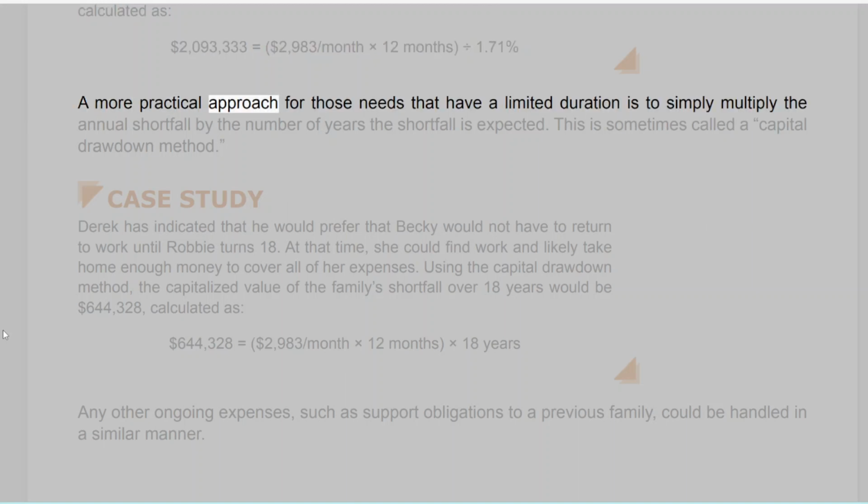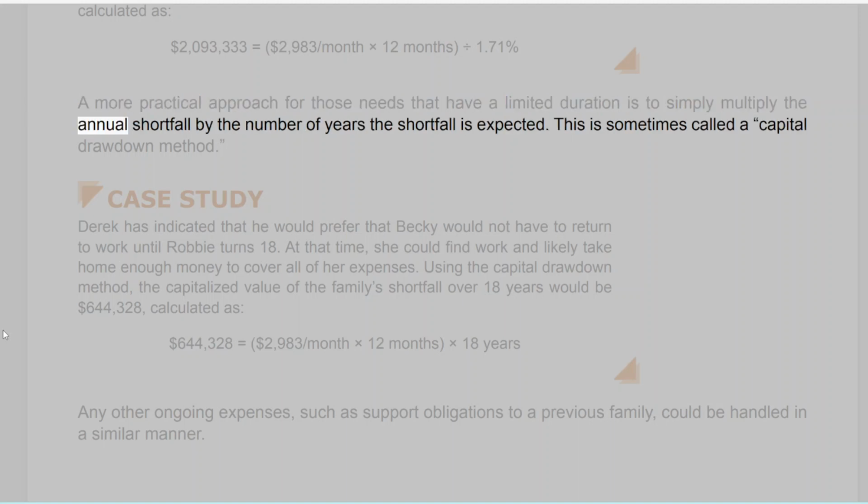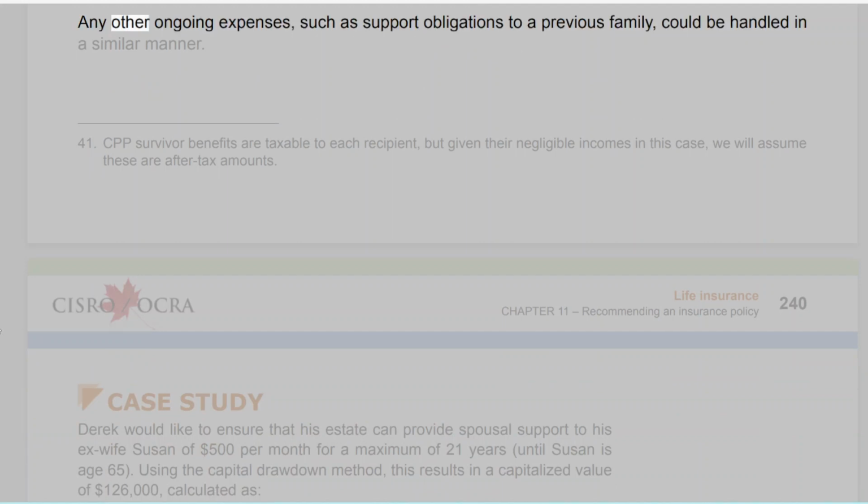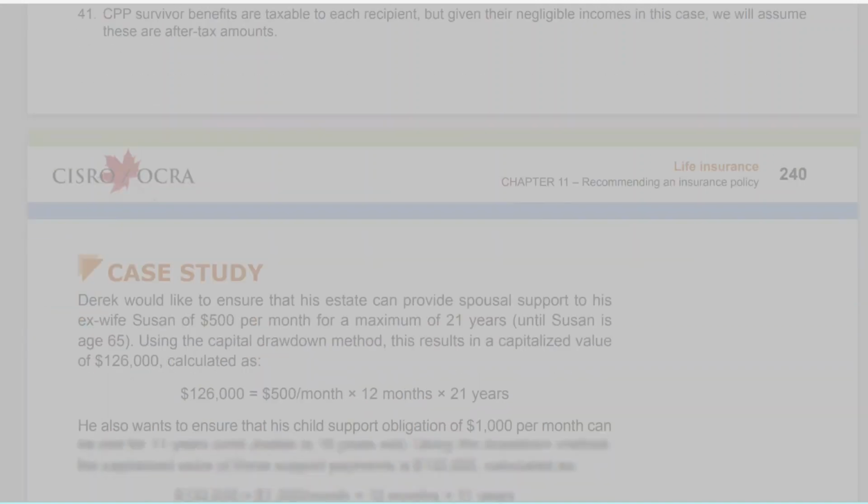A more practical approach for those needs that have a limited duration is to simply multiply the annual shortfall by the number of years the shortfall is expected. This is sometimes called a capital drawdown method. Any other ongoing expenses, such as support obligations to a previous family, could be handled in a similar manner.